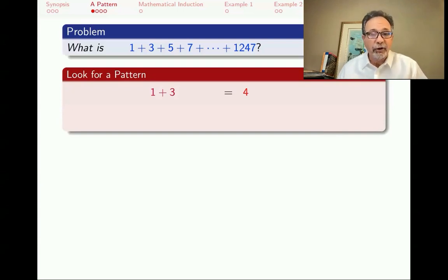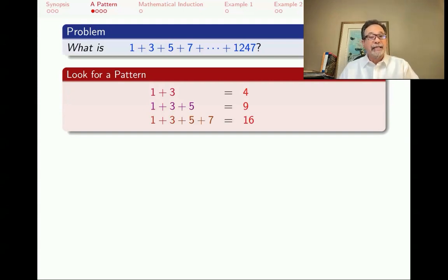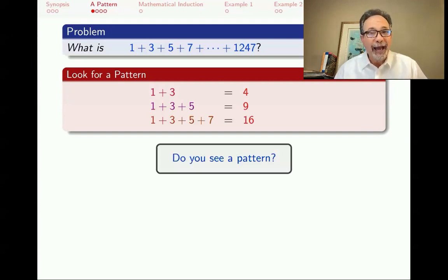I get 4. That's not hard. If I add 1, 3, and 5, what do I get? I get 9. And if I add 1, 3, 5, and 7, I get 16. At this point, do I see a pattern? And by pattern, I don't mean an exact formula, but something that strikes you as interesting. You might want to stop the video and try to come up with a pattern.